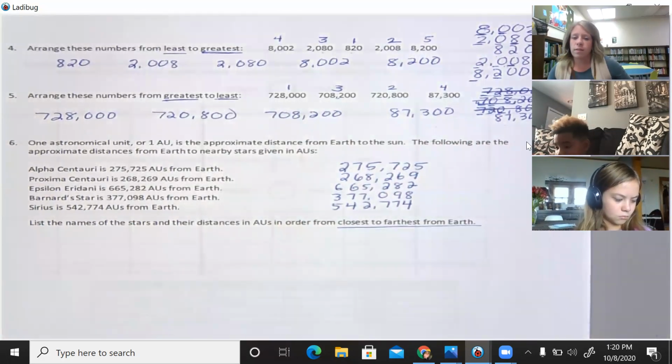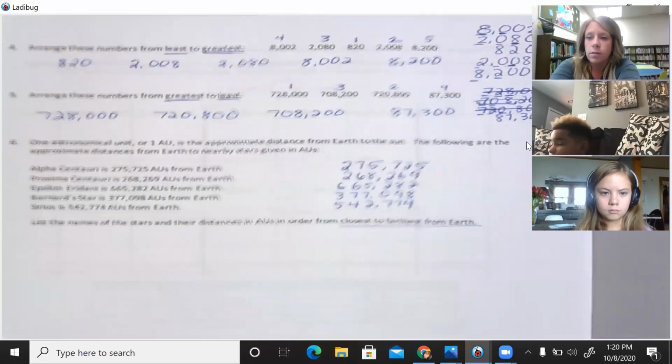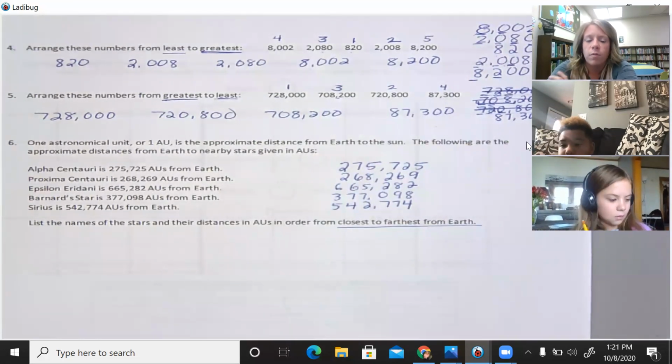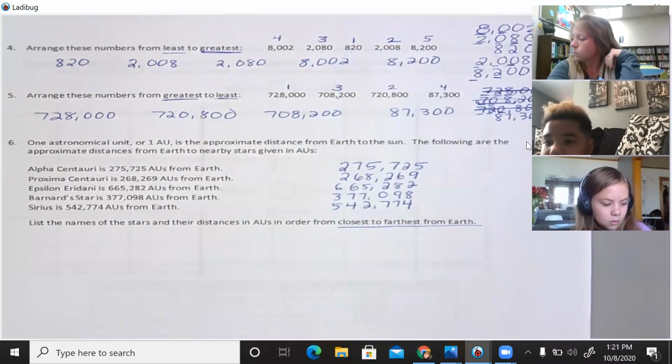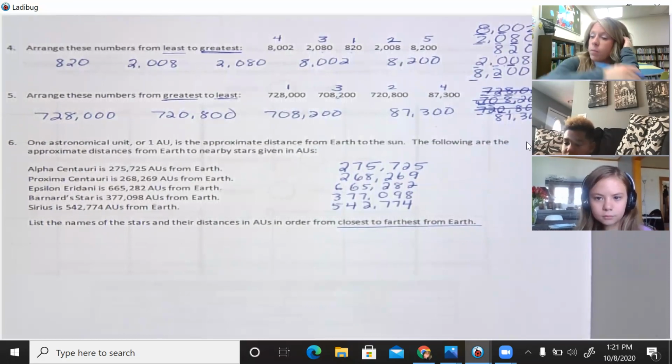How do we have to order these numbers? Should we be looking for the smallest or the largest first? Or do we want to be looking for the smallest number first or the largest number? The smallest to largest. Why do you say smallest? Because it says closest, and that means like it's not as far away. Very good. Be the smallest distance.